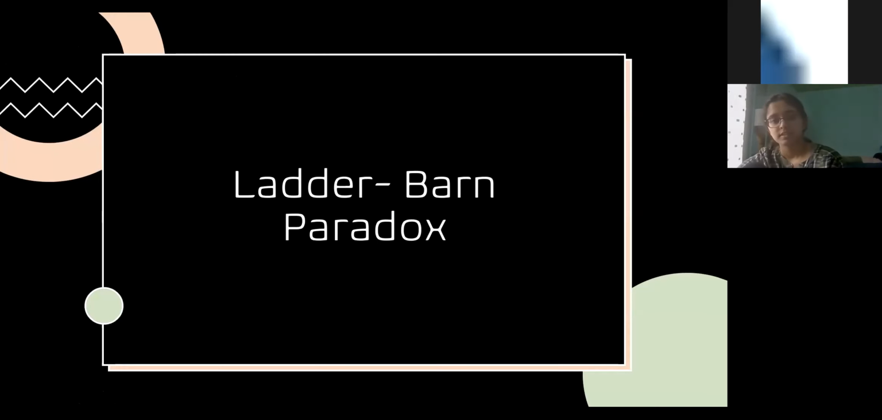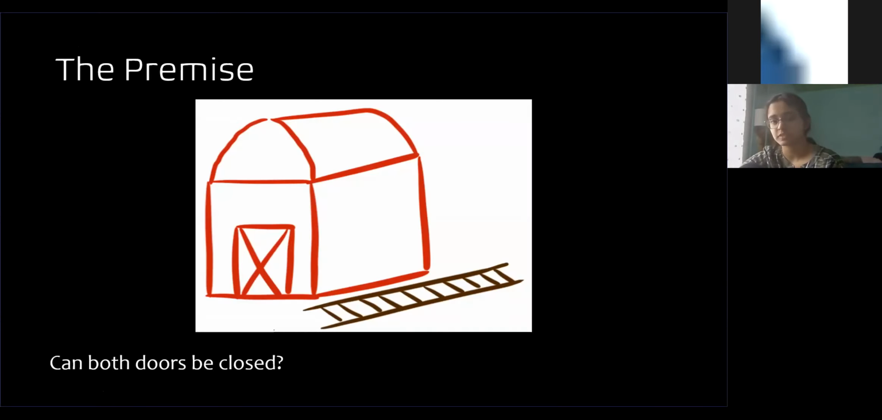All right. The second paradox we're going to look at is the ladder barn paradox. Again, this is not technically a paradox. It's just easy to see how relativity can get twisted up. It's pretty similar to the twin paradox. The premise here is that you have a barn and you have a ladder that is longer than the barn. Obviously, the ladder cannot fit inside the barn.